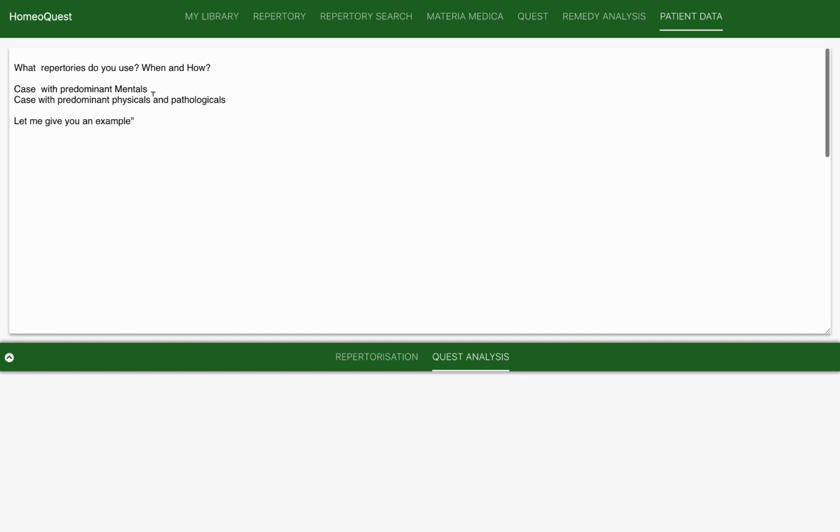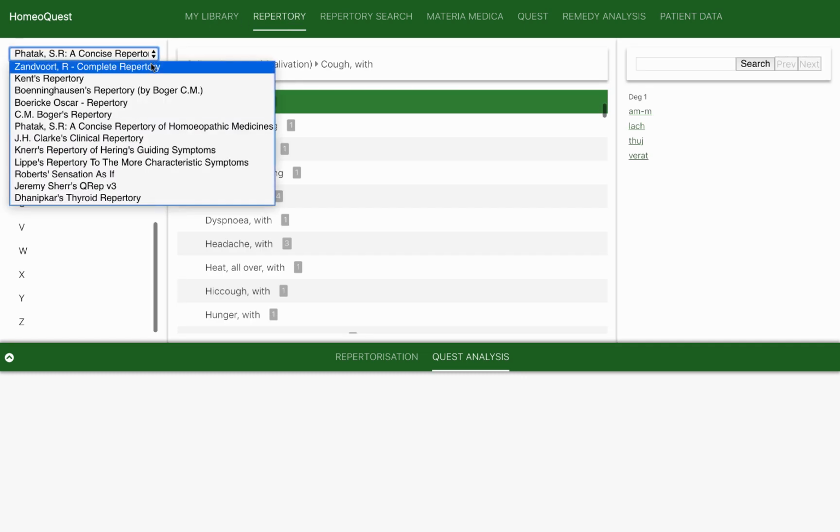So when I see a case with predominant mentals, I generally would choose repertories which are more focused on the mind, such as the Complete Repertory, Kent's Repertory, Jeremy Sherr's Q repertory, or even something like Rajan Sankaran's Sensation repertory. These are really wonderful repertories when you have more focus on the emotional and mental symptoms.